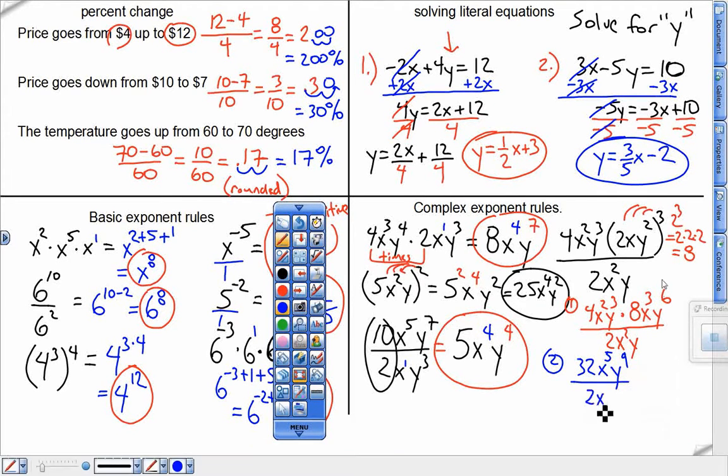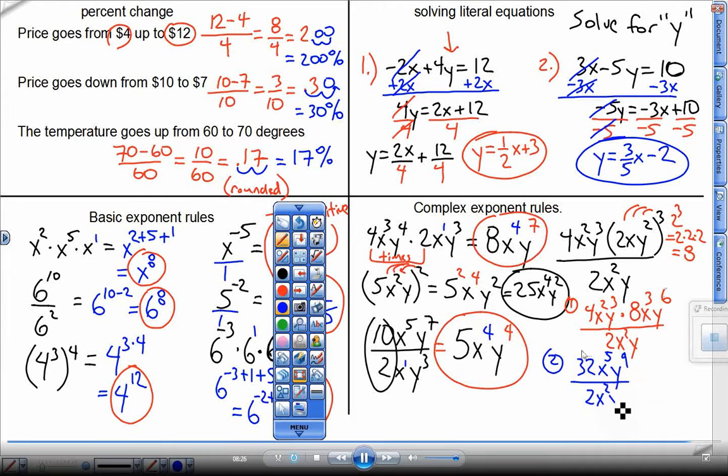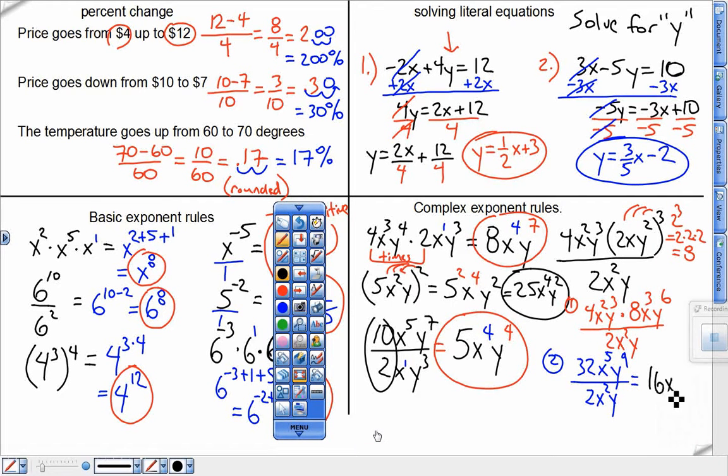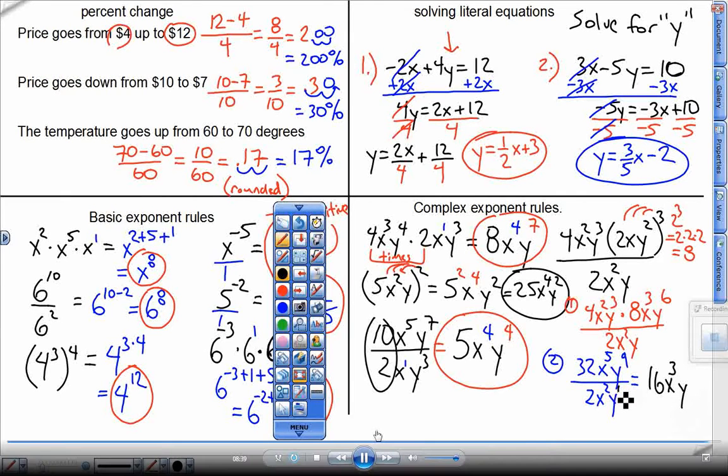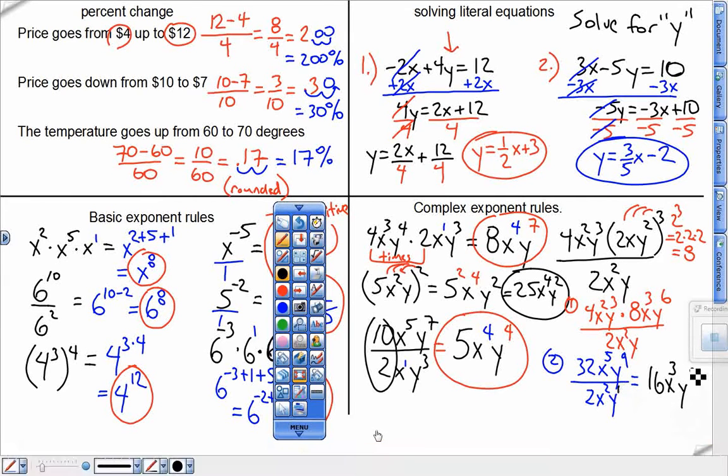And now you can switch to division. Divide the numbers normal. 16. X to the top minus bottom power gives me 16x to the 3rd power. Y to the top minus bottom gives me y to the 8th power.